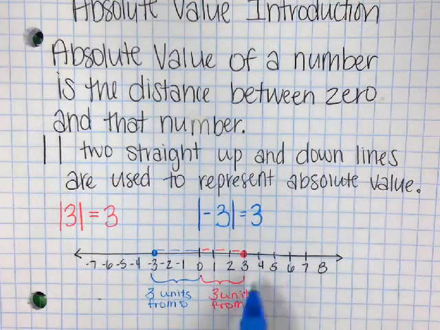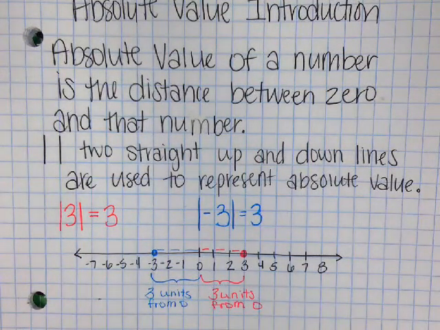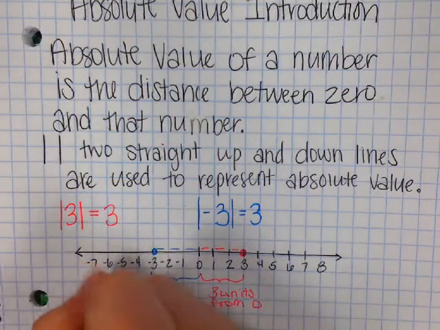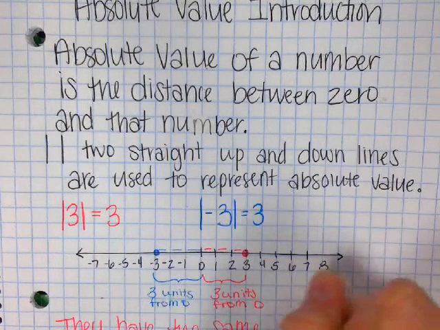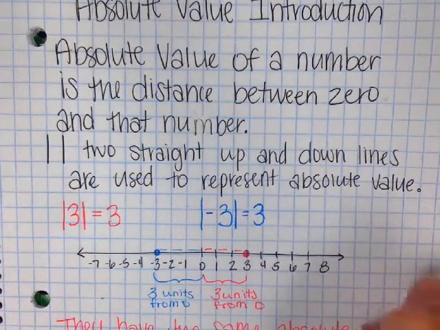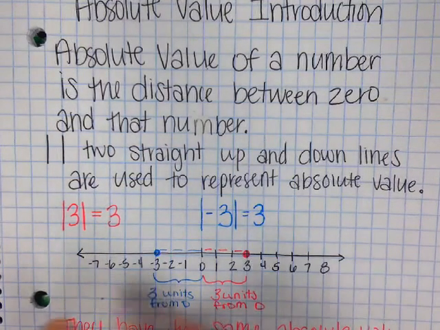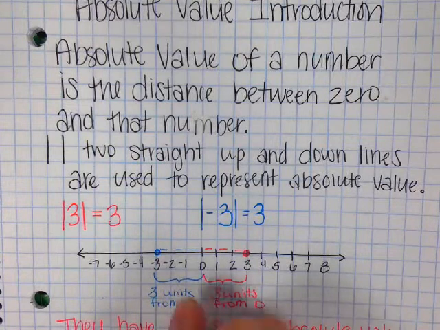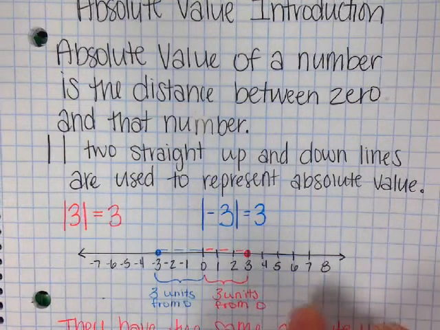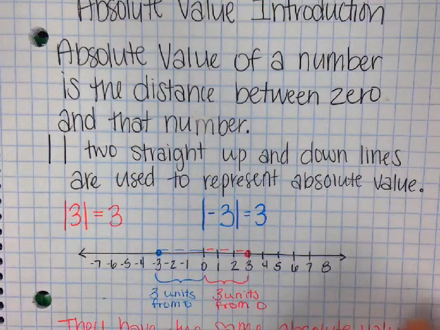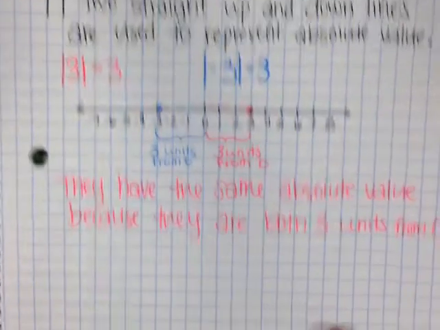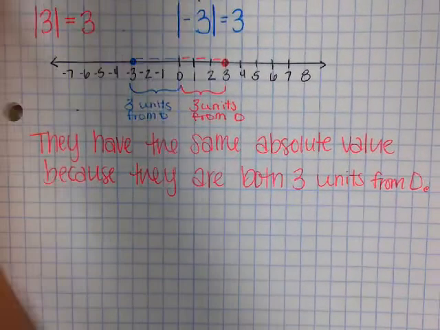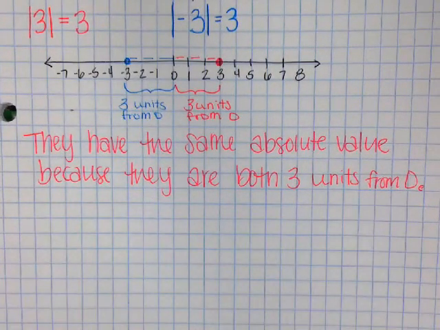So the absolute value of a +3 and a -3 are the same because they're both 3 units away. I'm going to go ahead and write that just so that you have it in the notes. They have the same absolute value because they are both 3 units from 0. Oh, sorry, you couldn't even see it. So they have the same absolute value.